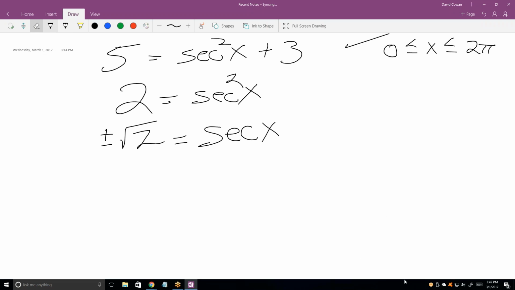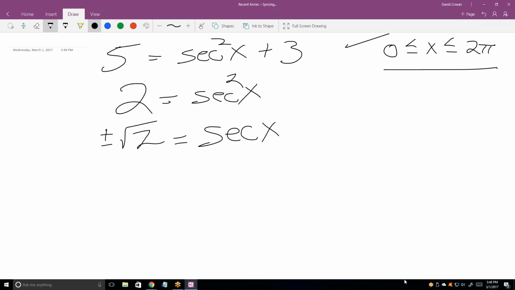All right, now we have to figure out where the secant of x is equal to plus square root of 2 and also minus square root of 2. Well, in the unit circle, each of these is going to have two answers, two different quadrants. So this should give us all four quadrants.